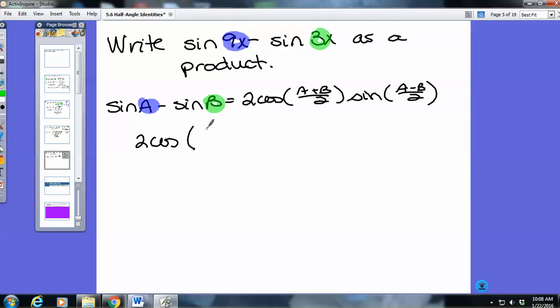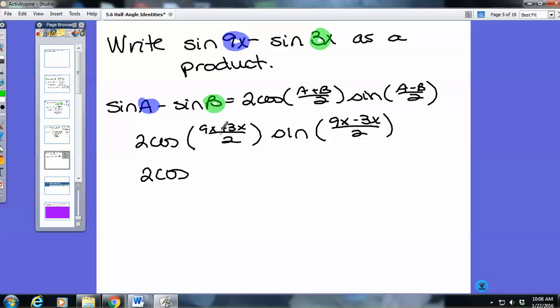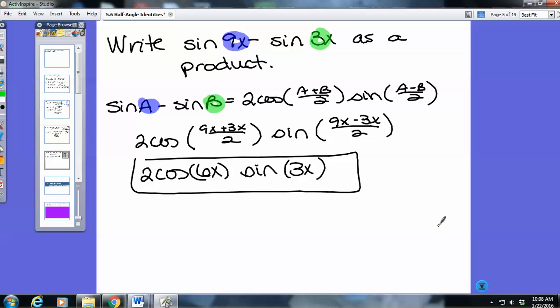So we get 2 times the cosine of 9x plus 3x over 2 times sine of 9x minus 3x over 2. 9x plus 3x divided by 2, and 9x minus 3x divided by 2. And so that would be our final answer. Do you want me to do one where I give you a product and ask you to write it as a sum? You think you got it?